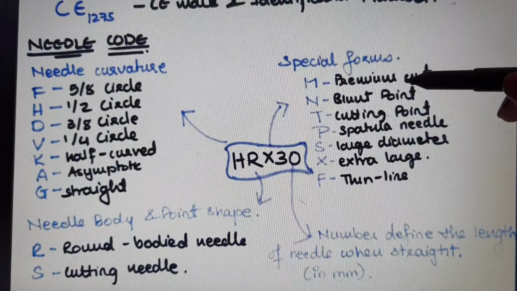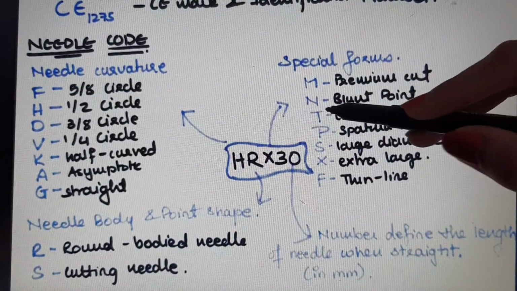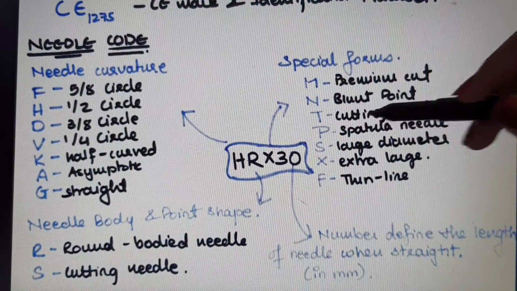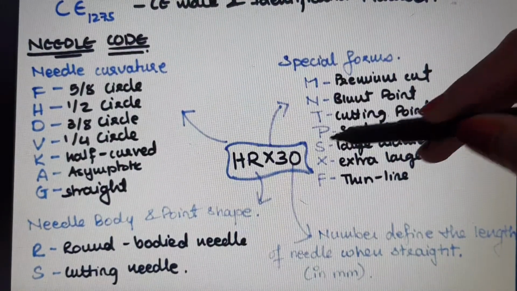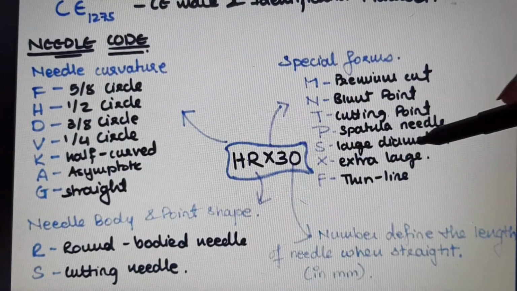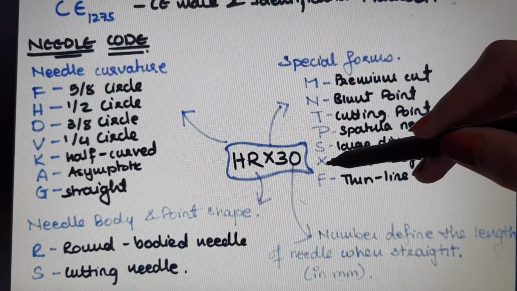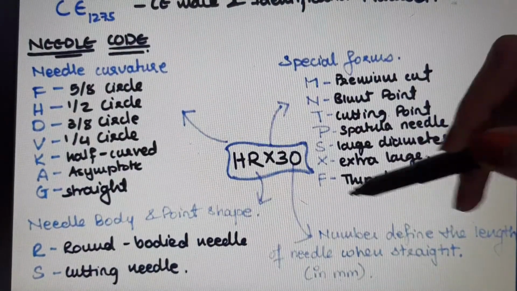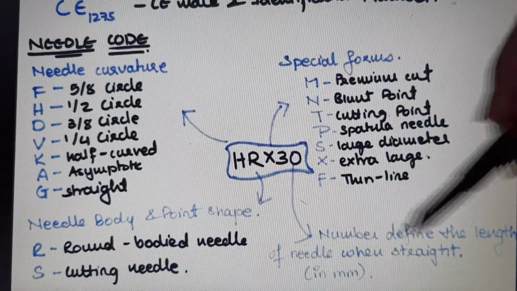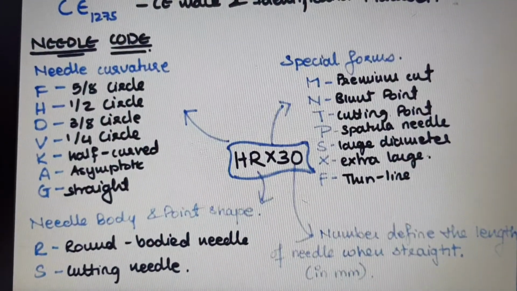Then over here we have alphabets such as M, premium cut, N is for blunt point, then cutting point is for T, P is for spatula needle, S is for larger diameter, X is for extra large, F is for thin line. Then the number defines the length of the needle when it is straight. It is given in millimeters.